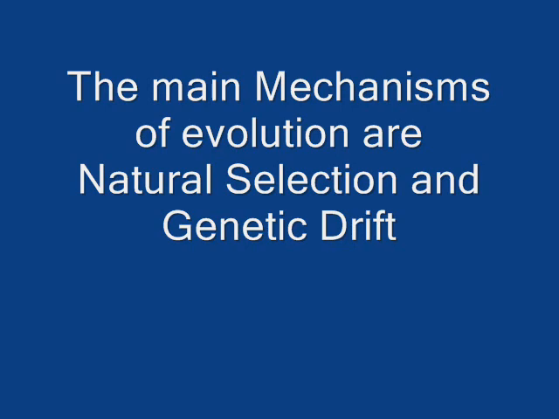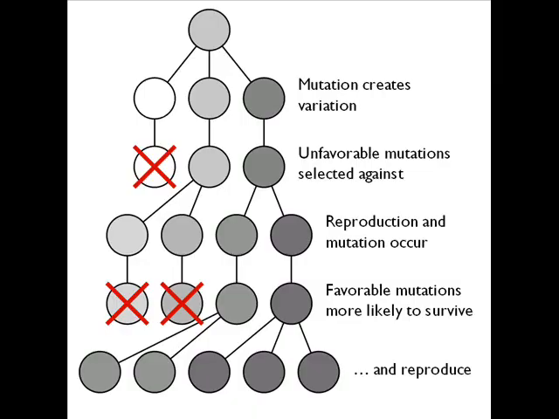The main mechanisms of evolution are genetic drift and natural selection. Genetic drift gives the genome random mutations, and natural selection is what selects these random mutations to be passed on to the next generations. An illustration of how natural selection works can be seen here in this picture.